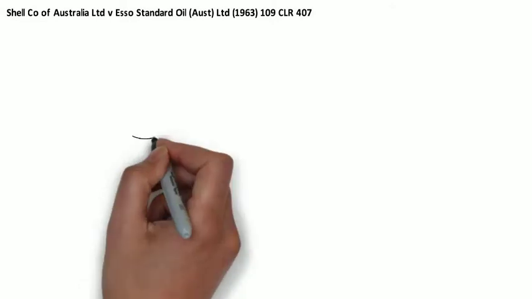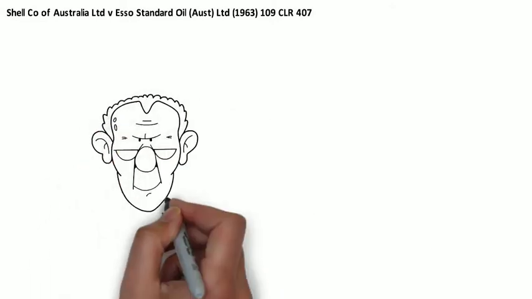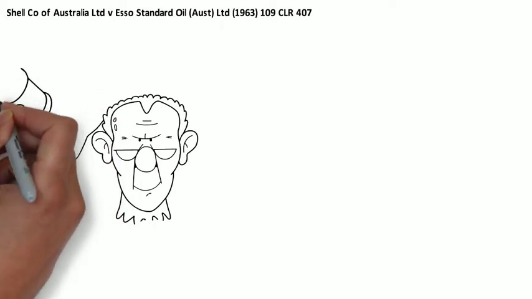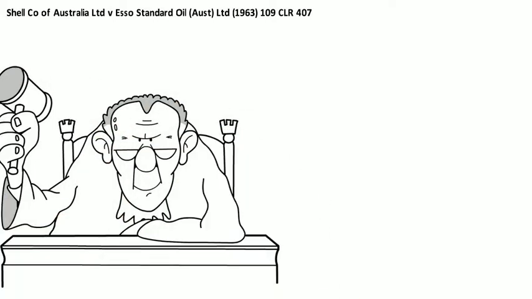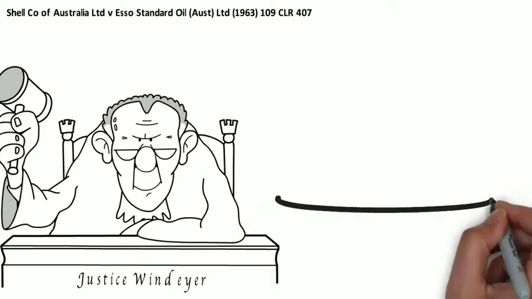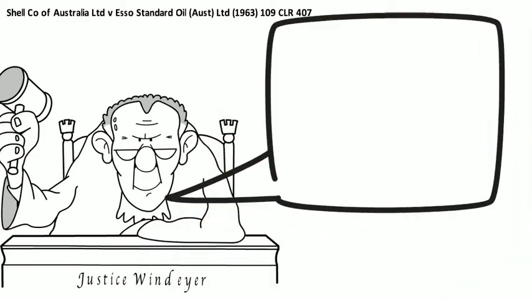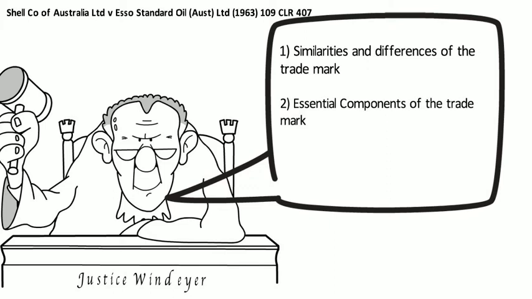The most important judgment for substantial identity comes from Shellco and Essar Oils. Although this case went to the High Court, the most relevant judgment was from Justice Windeyer in the Court of Appeal. This test simply involves a side-by-side comparison of the similarities and differences of a trademark infringement, assessing whether these are essential components of the registered trademark, then evaluating the total resemblance of similarity or dissimilarity that emerges from the comparison. I will first use Shellco as an example to aid my explanation.